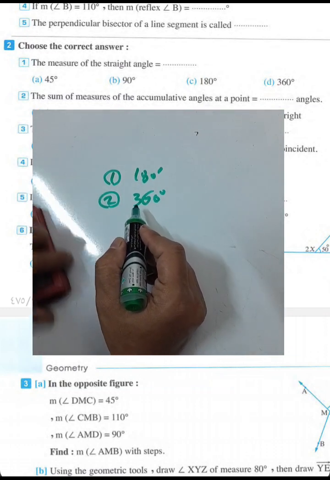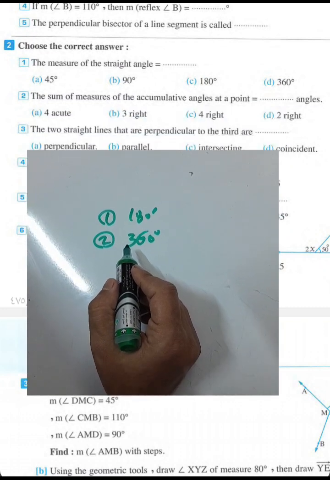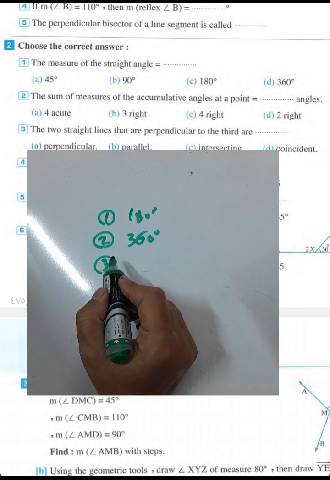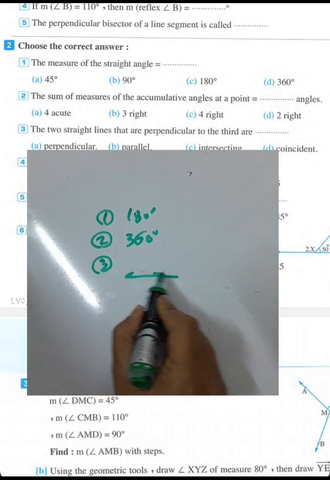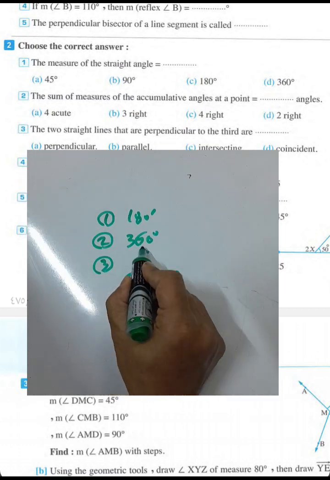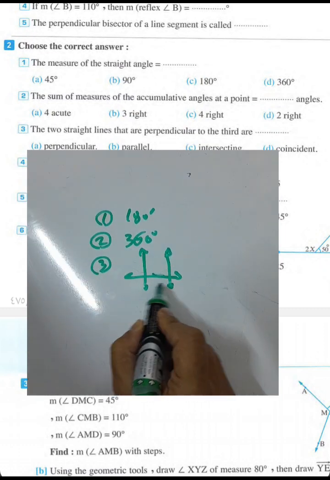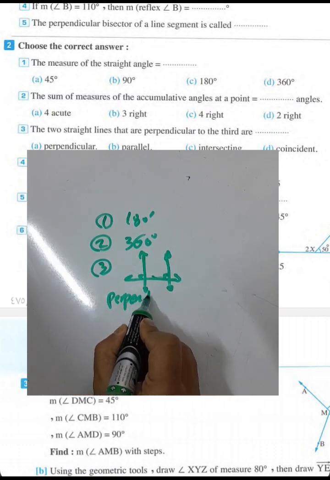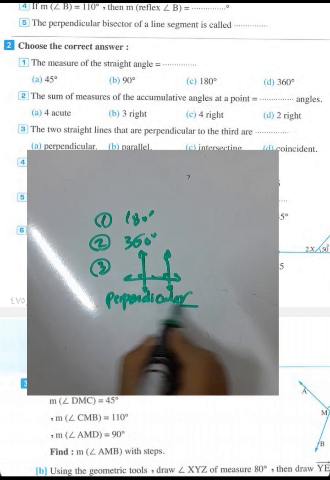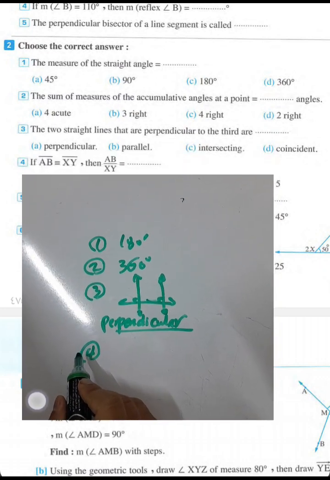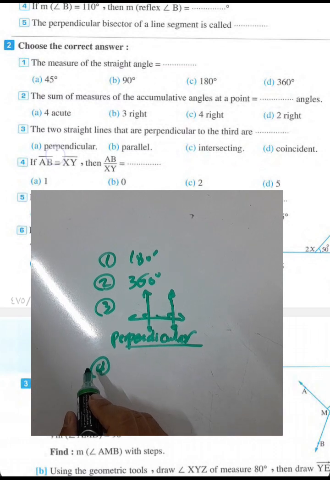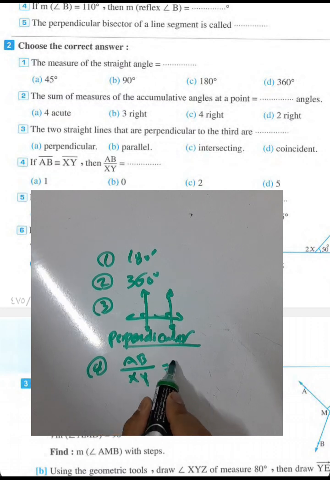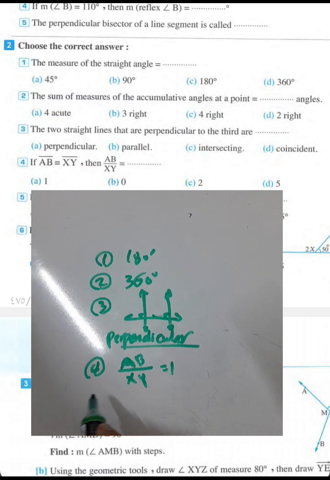Okay, question number 3. Two straight lines that are perpendicular to a third are parallel. If we have a straight line here and the two straight lines are parallel, they will be perpendicular to the third. Question number 4. If AB is congruent to XY, then AB over XY will be 1, because AB equals XY in length.